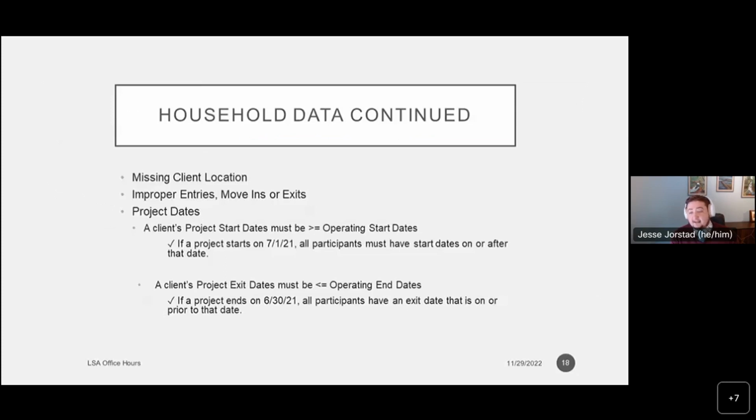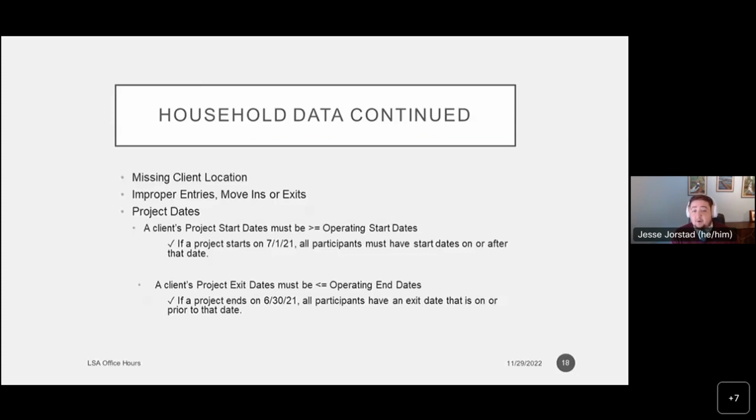Other household related things. Every head of household needs to have a client location. So especially if that designation changed, just make sure that you went back and added that client location in. That is not a field that every HMIS implementation actually sees. A lot of HMIS implementations, if you have a single CoC that's being served, sometimes it'll just be a default and the user's not actually seeing that value.